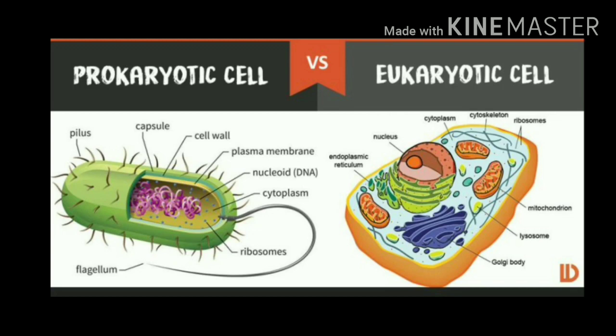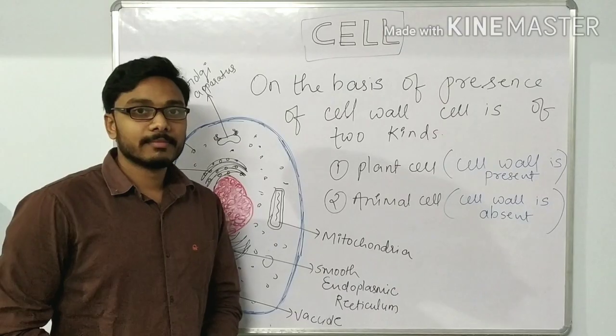So students, here you can see the difference between prokaryotic cell and eukaryotic cell. Here you can see the prokaryotic cell does not have the nucleus or the nuclear membrane, and in the same way you can see in the eukaryotic cell. The eukaryotic cell has the nucleus also, and it is surrounded by a membrane. It has all the cell organelles, ribosomes, endoplasmic reticulum, mitochondria, Golgi body, and the cytoplasm is also there.